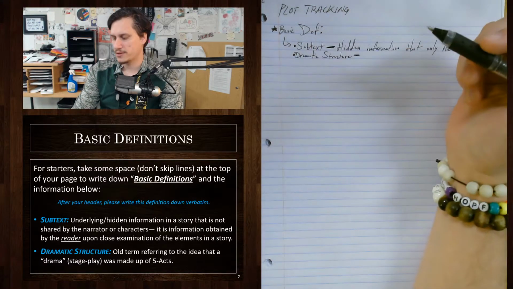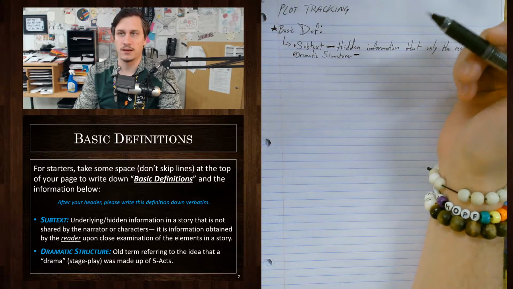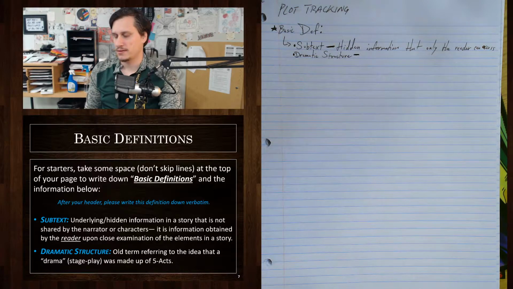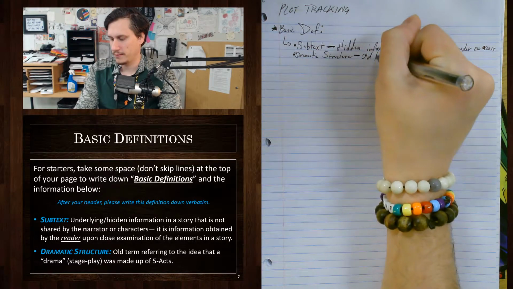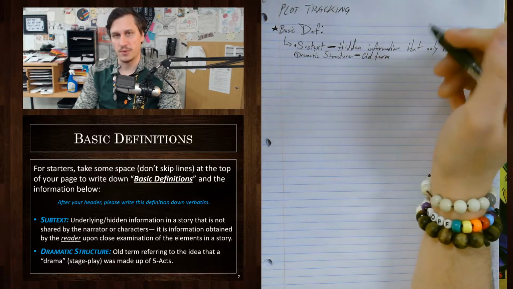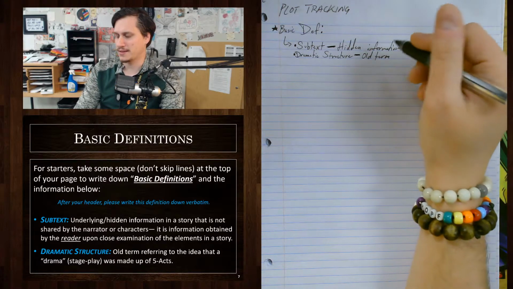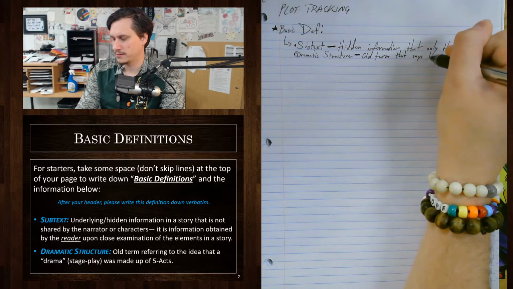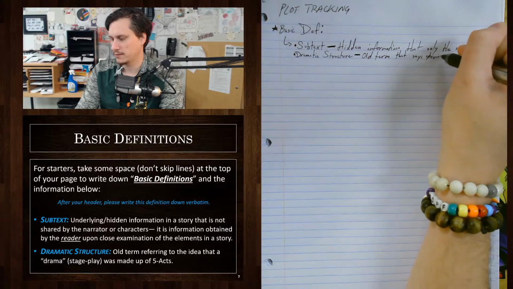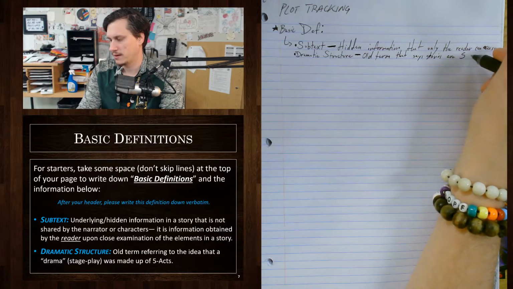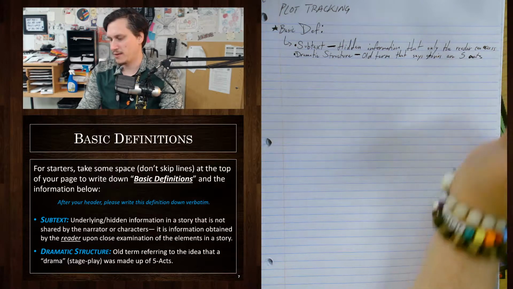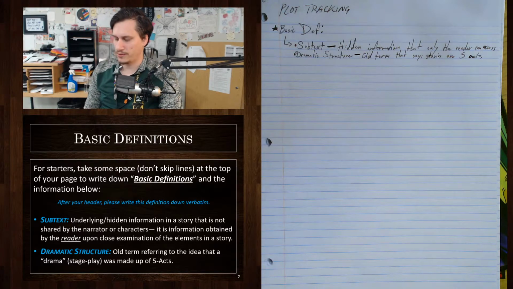All right. Dramatic structure is kind of an old term that people use to describe a stage play as being 5 acts. So I just say old term. If you haven't seen a stage play before, I'm sure every single person watching this has, though. An old term that says stories are 5 acts. Again, if you're another English teacher watching this, you're probably like, that's not what that means. Yeah, I'm oversimplifying the definition here. And dramatic structure is really referencing the actual structure of a plot, but I'm trying to make it simple here.